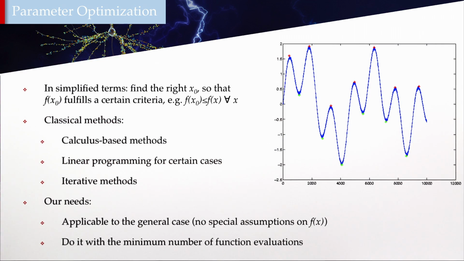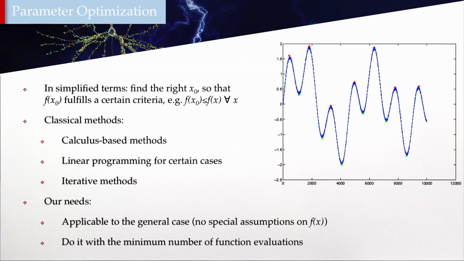Parameter optimization is a mathematical field which you can express in mathematical terms that, for example, for a function f of x, you're looking for a certain x0 that fulfills a certain criterion. For example, that the evaluation of the function at that x0 is the minimum for all of x. So you're looking for, for example, the global minimum of a function.